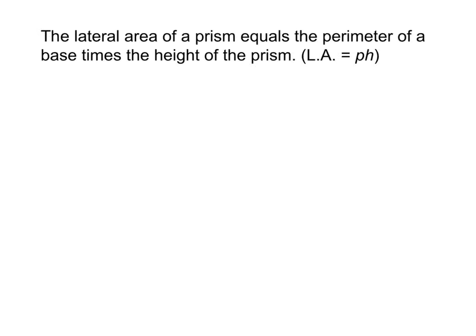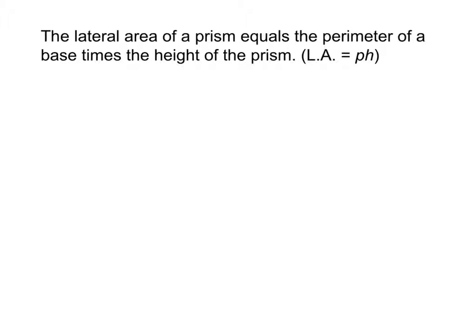Now let's look at the lateral area of a prism. The lateral area of a prism is simply the sum of the areas of its lateral faces. If this is put in the form of a formula, the lateral area of a prism equals the perimeter of a base times the height of the prism, or simply P times H, where P is the perimeter of the base, H is the height.